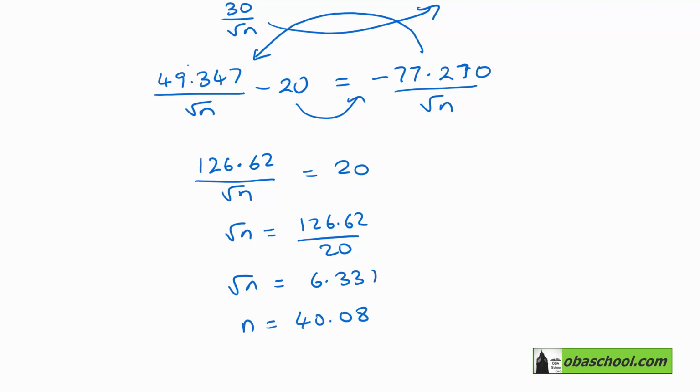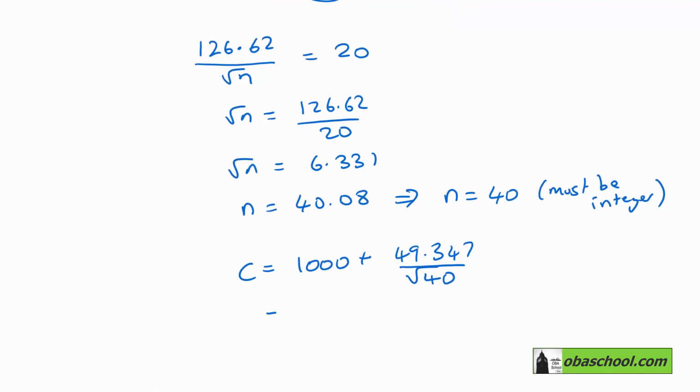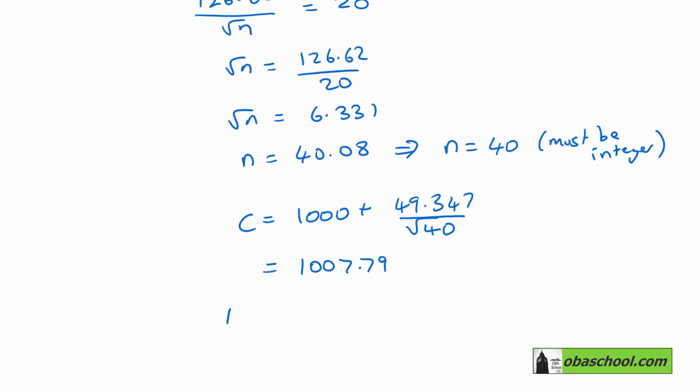But remember that n must be a whole number, so the 0.08 must come from all the rounding that I've done. And so we're going to say that n is equal to 40. And so it must be an integer. And once we've got that, we can substitute back, and c is going to be 1000 plus 49.347 divided by the square root of 40, and that gives us 1007.79. And in the mark scheme, anything which rounds to 1010 was accepted.